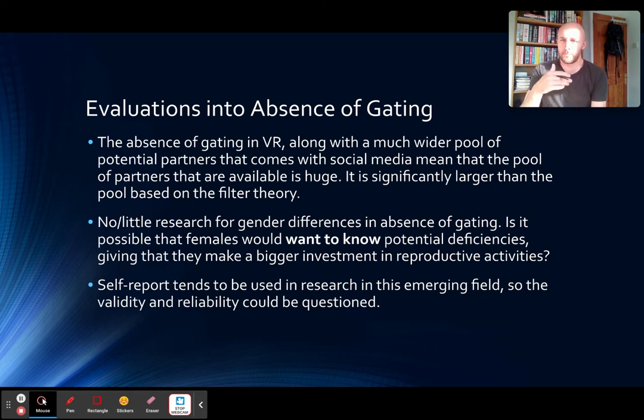But no research has been done on this. So this is beta bias. A lot of this research is beta bias. The theory is minimizing the differences between the sexes by saying there's no differences between them, when in reality there probably actually is a difference.